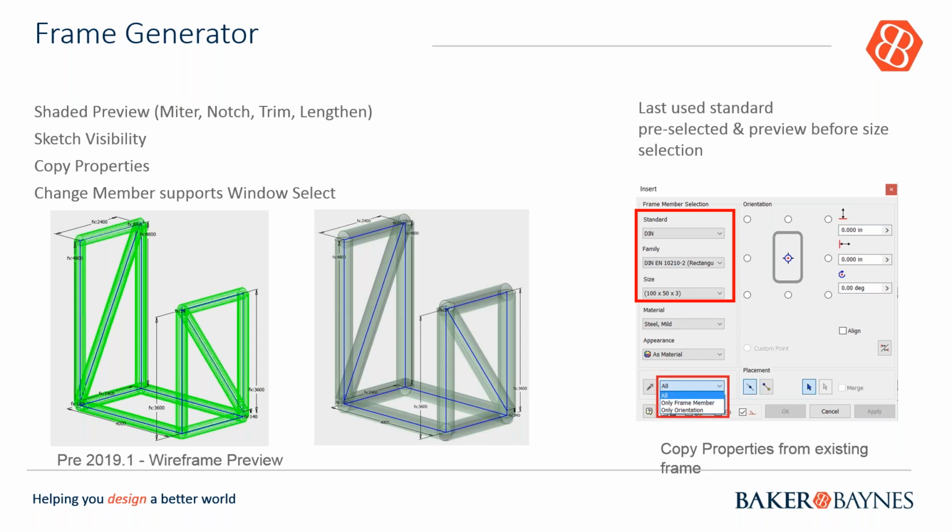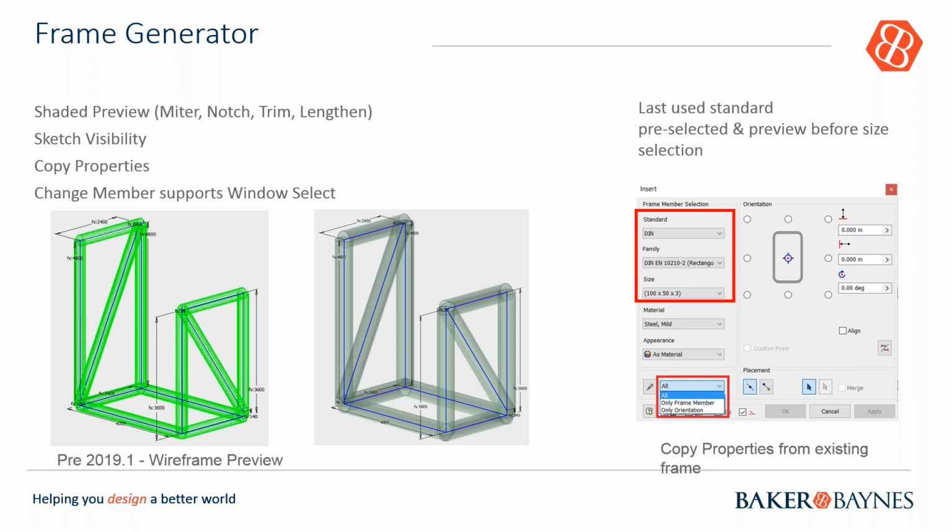The first one is that previously, when you selected a frame, the standard always defaulted back to ANSI. Now it defaults back to the last standard that you used, so the last standard is now retained. Also, when you insert frame members, there was no preview until you selected the frame member size value. Now the default size value is entered when you start the command, so you can actually see what the frame looks like.